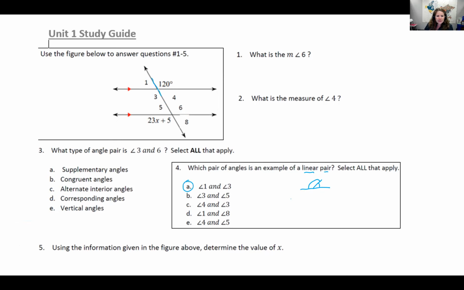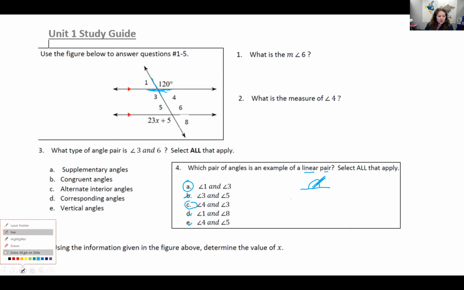3 and 5 are not sharing a common side like these two are, so that's not linear. 4 and 3 together make this straight line, so they are linear. 1 and 8, nope, those are alternate exterior angles. And then 4 and 5 are alternate interior angles. So just A and C.